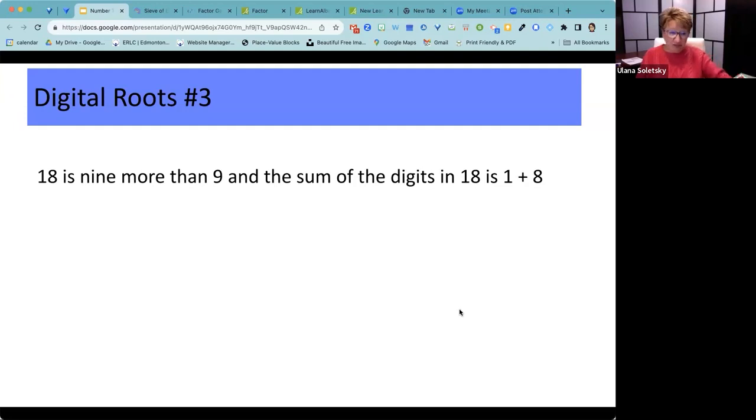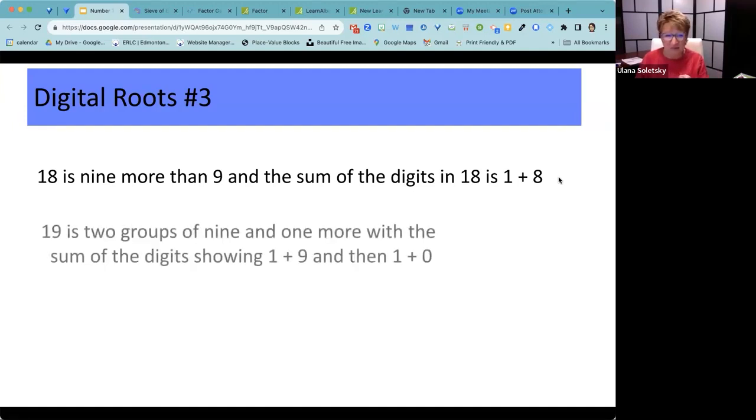So when we get to double-digit numbers like 18, we add the 2 digits together, 1 plus 8, and that's 9. So the digital root of 18 is 9 because we removed one group of 9 and we're left with 9 more. 19 is 2 groups of 9 and 1 more, but if we add them together, 1 plus 9 gives me 10, and the digital root has to be between 1 and 9, so I just add 1 and 0 together and I get 1.